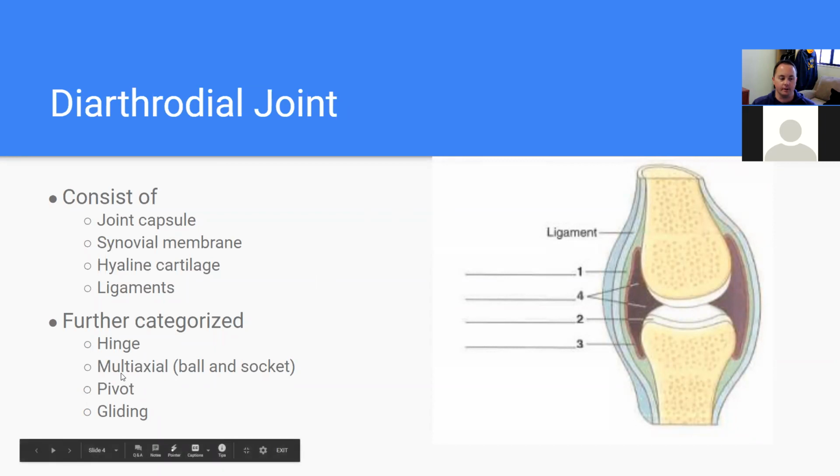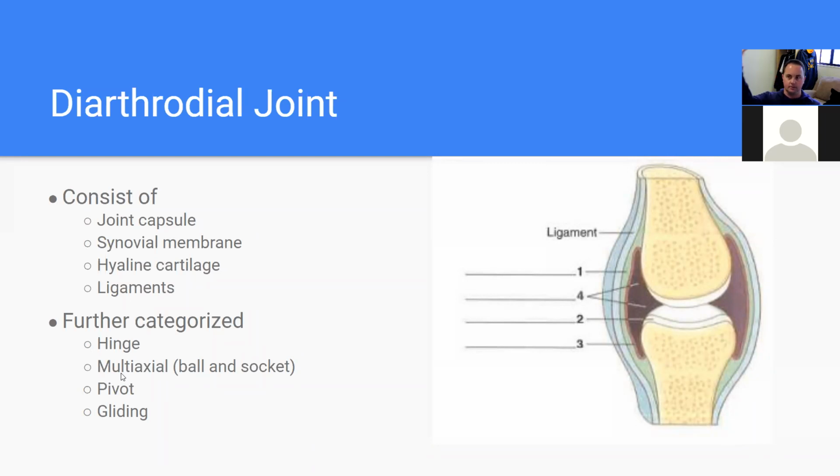There's a pivot joint, one that allows us to rotate. Now, I told you that the elbow was a hinge joint, okay? So then how is it that I can rotate my hand? Because that would be at the elbow. Well, technically it's not. Technically the radius is rotating over the ulna, okay? So that would be a pivot joint.